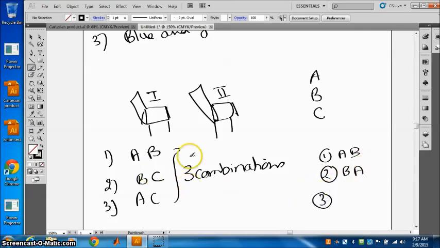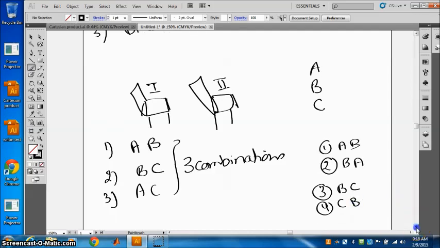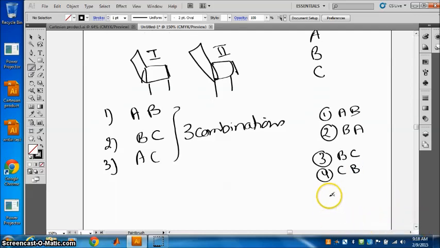Third, B can sit here and C can sit in chair 2. We can also say C sits on chair 1 and B sits on chair 2. Any other? Yes. We can say AC. A sits on chair 1 and C sits on chair 2. Also, C can sit on chair 1 and A can sit on chair 2. So we are talking about the order also.